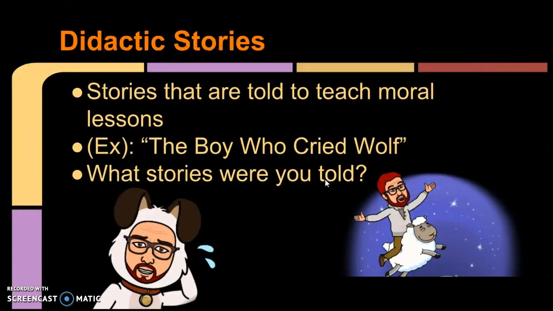So in Chapter 2, it starts with the notion of didactic stories. These are stories that are told to teach moral lessons. A famous example in our culture is The Boy Who Cried Wolf.